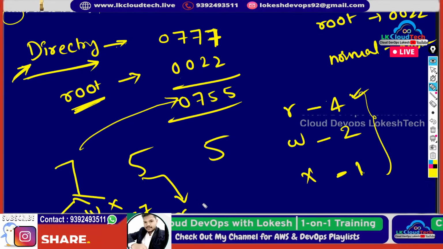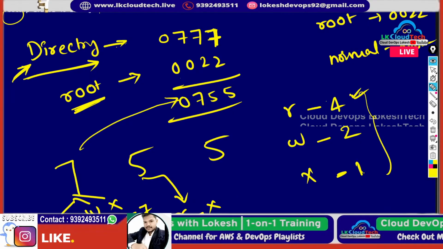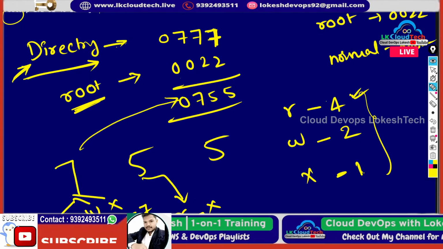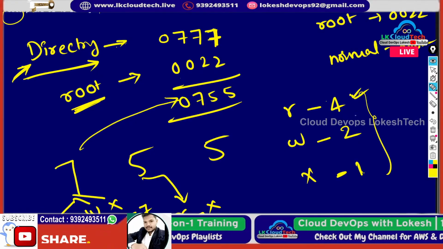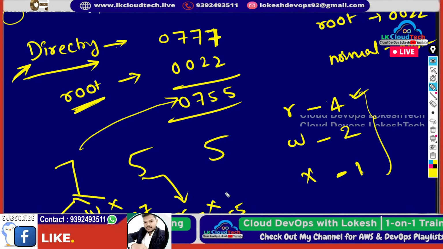Read and execution, these two only. Write is not there, which is why it is a hyphen. Read means 4, and the write position is nothing. Execution means 1, so 4 plus 1 equals 5, total 5.